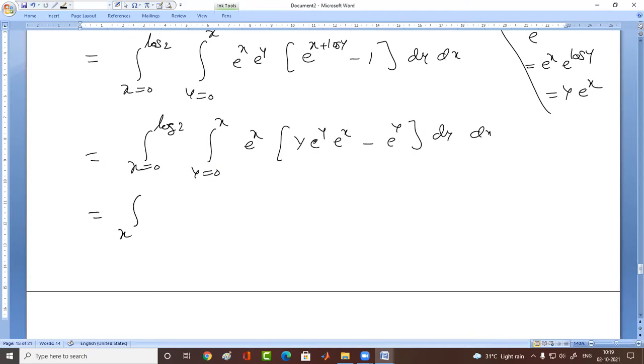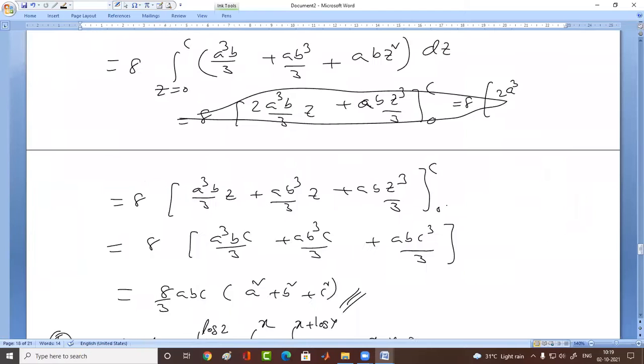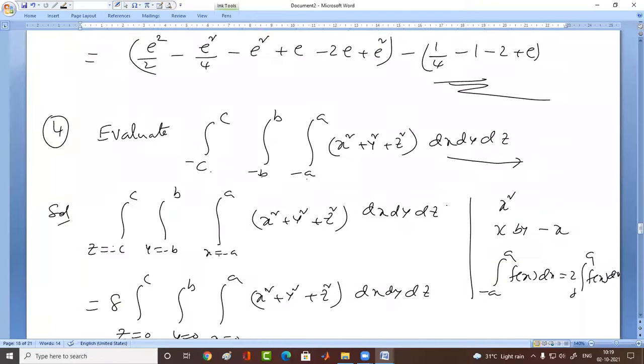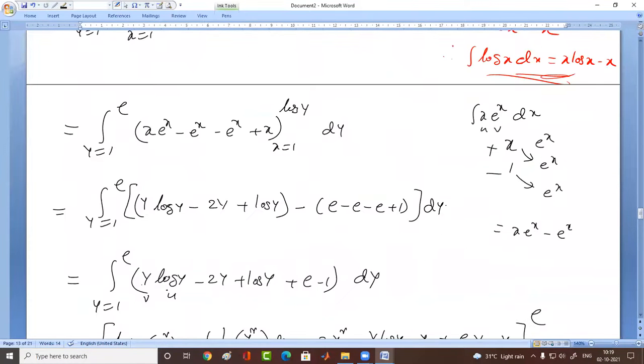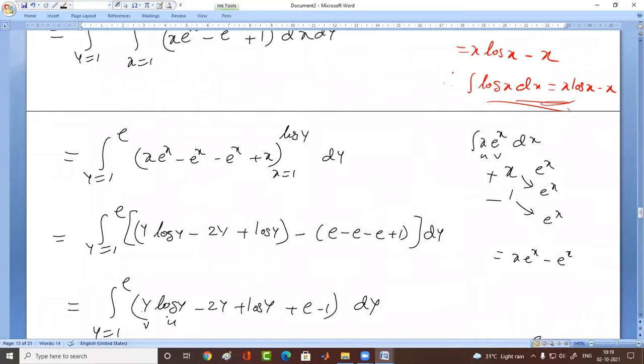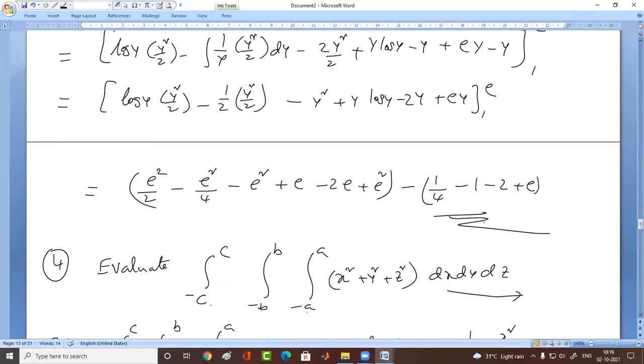Now x is 0 to log 2. Now integration with respect to x. Here also e power x is constant. Y into e power y: we already derived the integral formula, x e power x equals x e power x minus e power x. Using this formula, x e power x minus e power x.